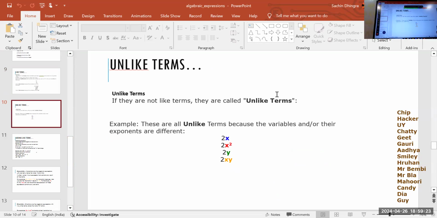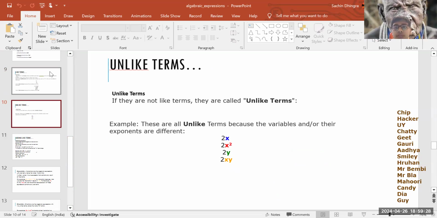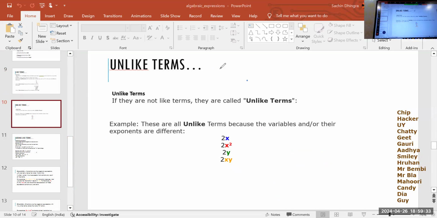Sir, but why are 2x and 2y not like terms? Both have a power of 1. So I will explain. Let x be 10, y be 15. When you say 2x plus x, we can add them and get 3x. If my value of x is 10, then 2 into 10, 20, plus 10, so 3 into 10 is 30, right?